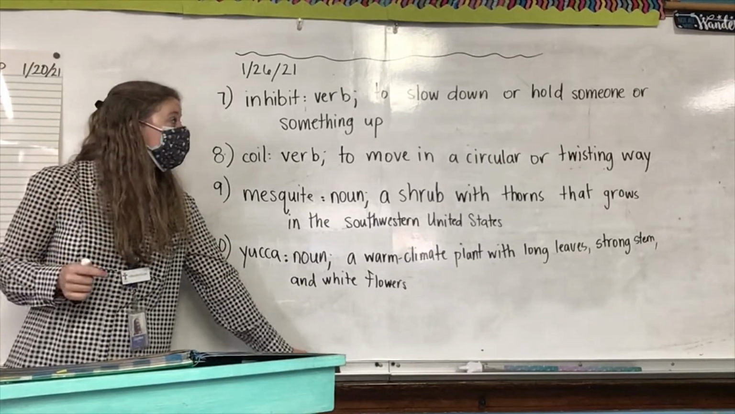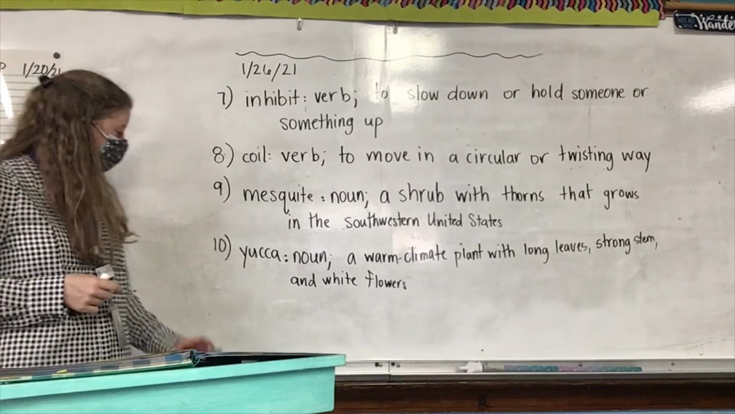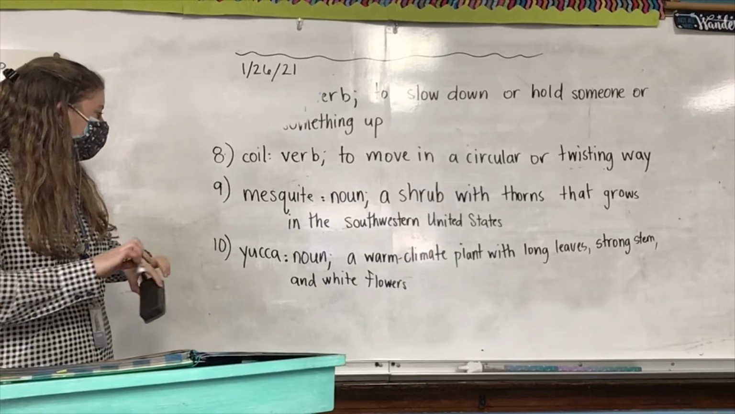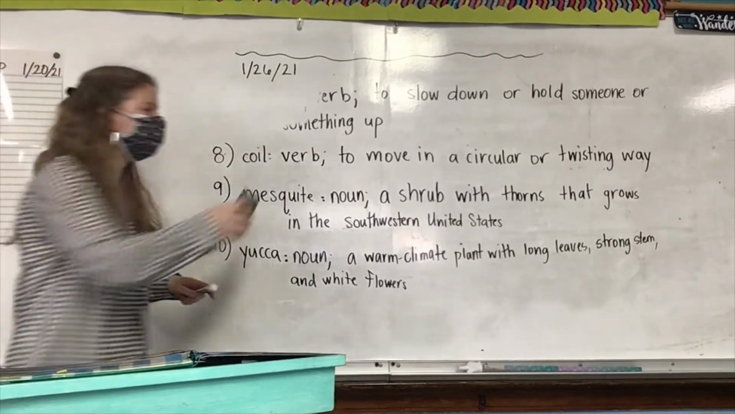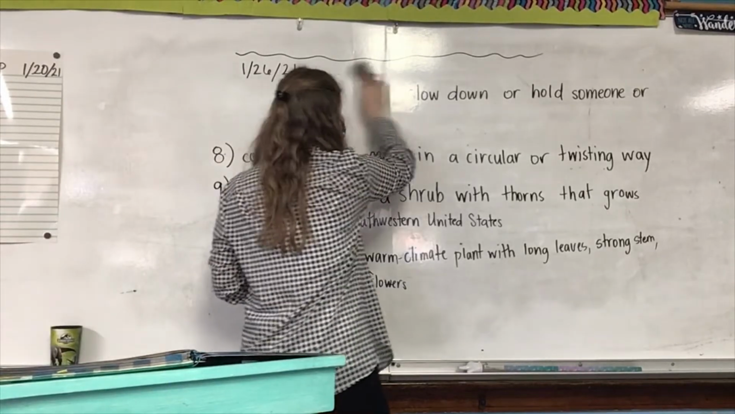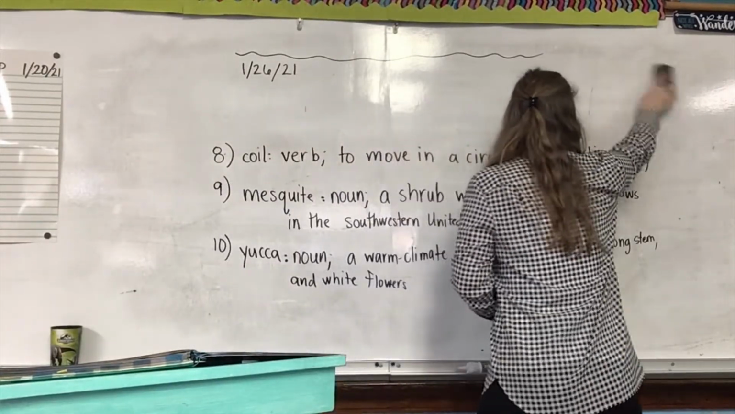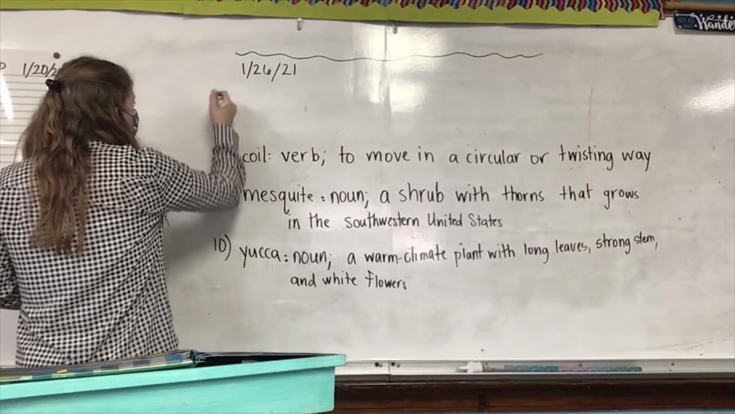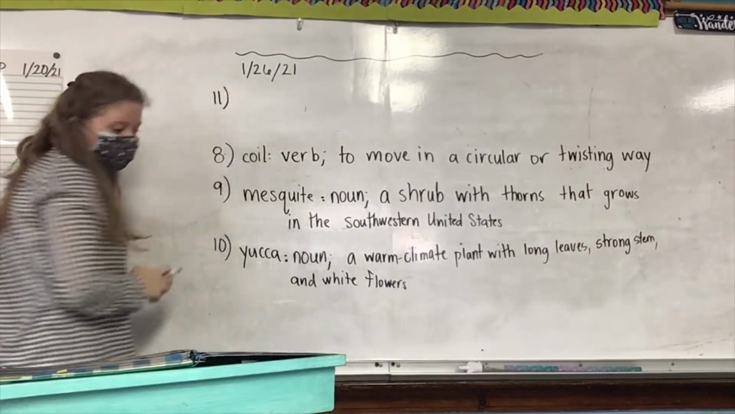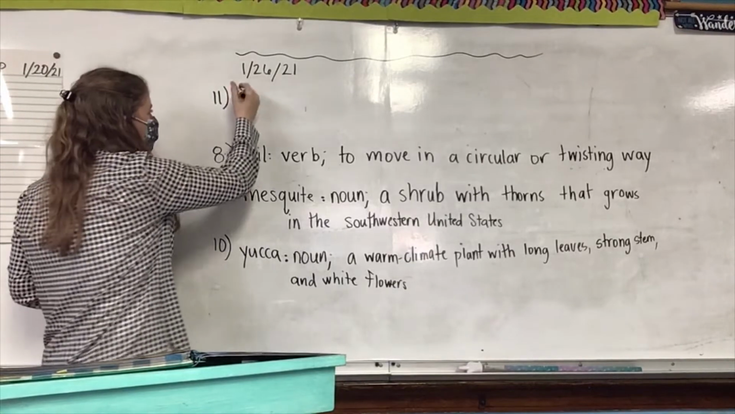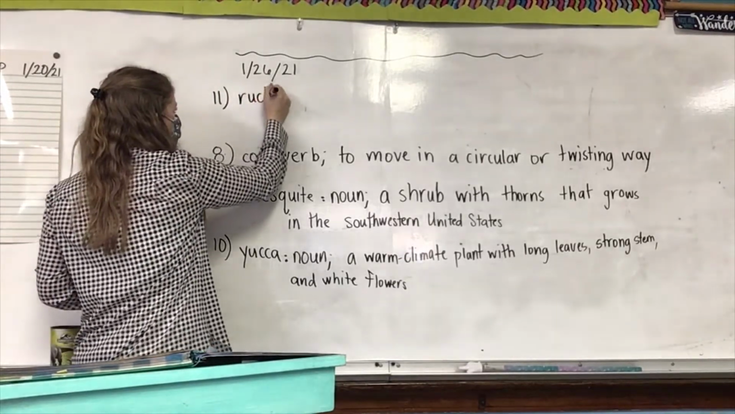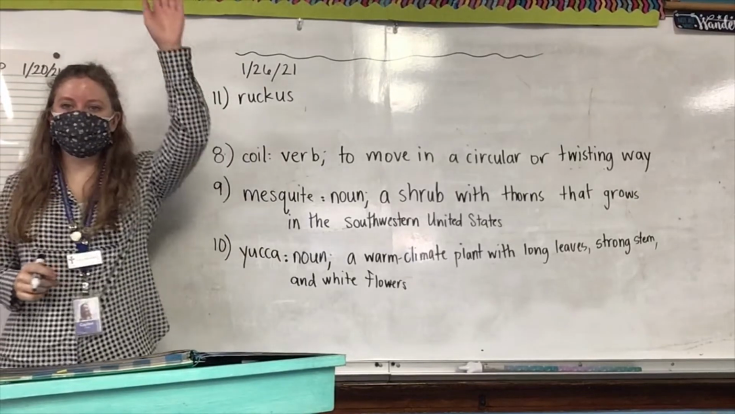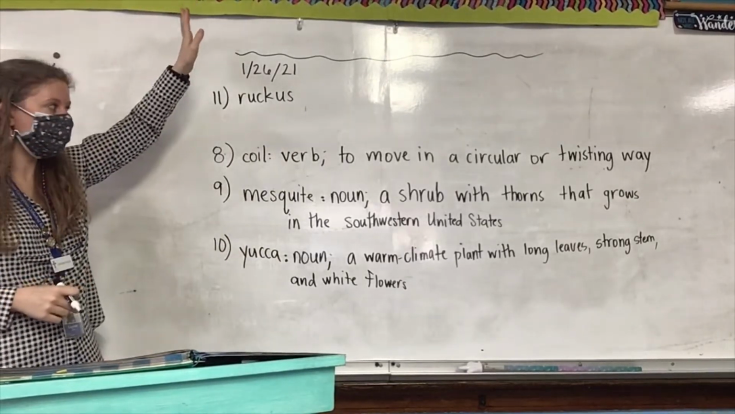Okay, so I need to erase number 7 to fit number 11. Remember, Cullen, you have 7, 8, and 9. Victoria, you have 10 and 11. Last word, number 11, is ruckus. Ruckus. How many syllables does ruckus have?